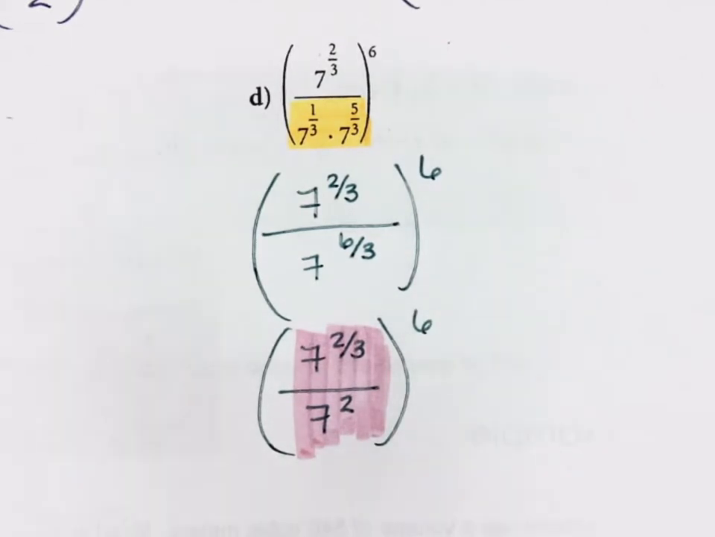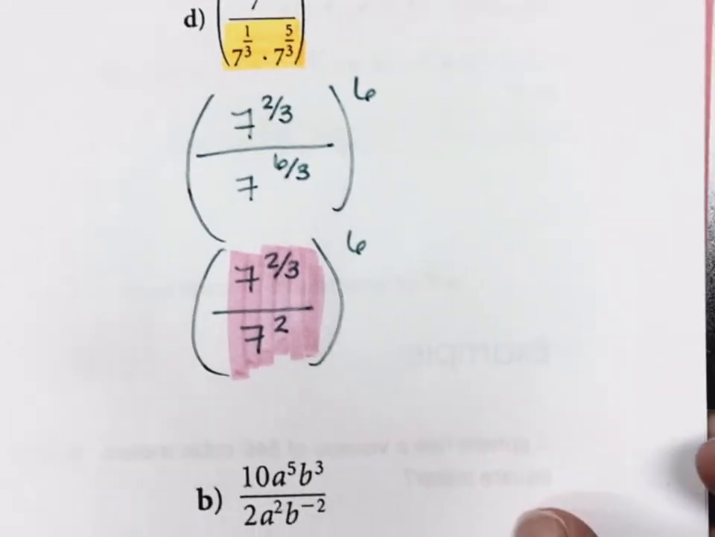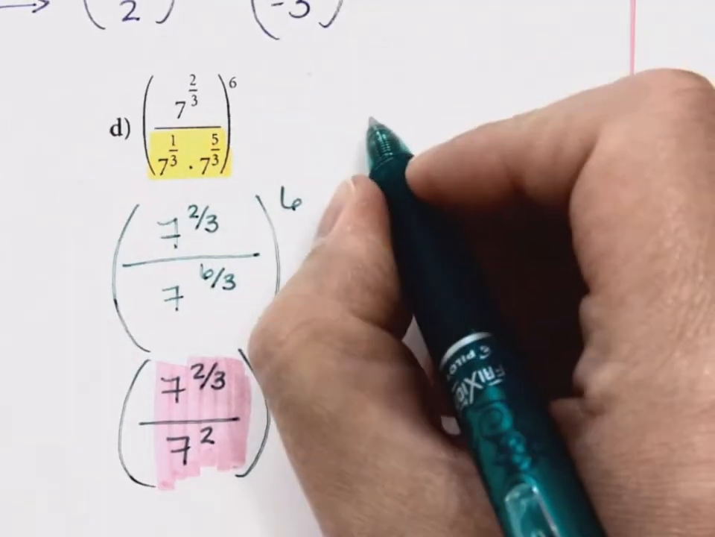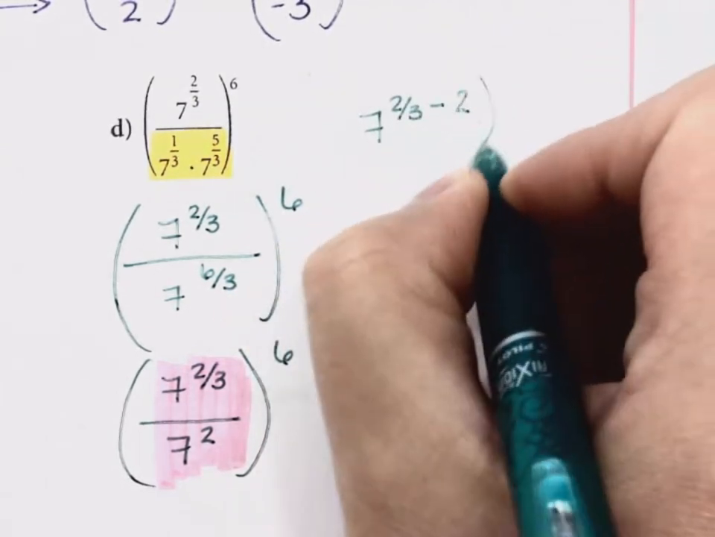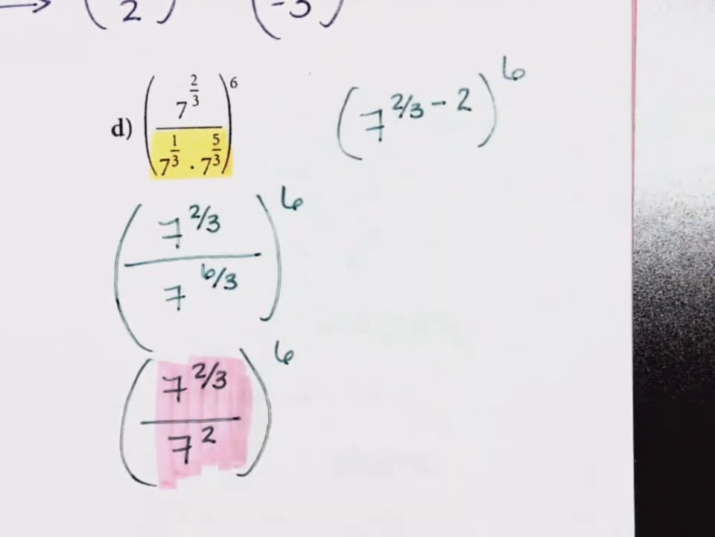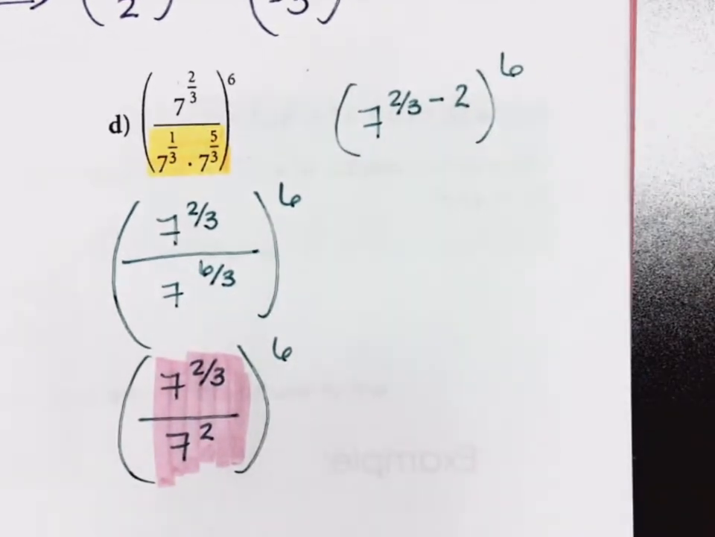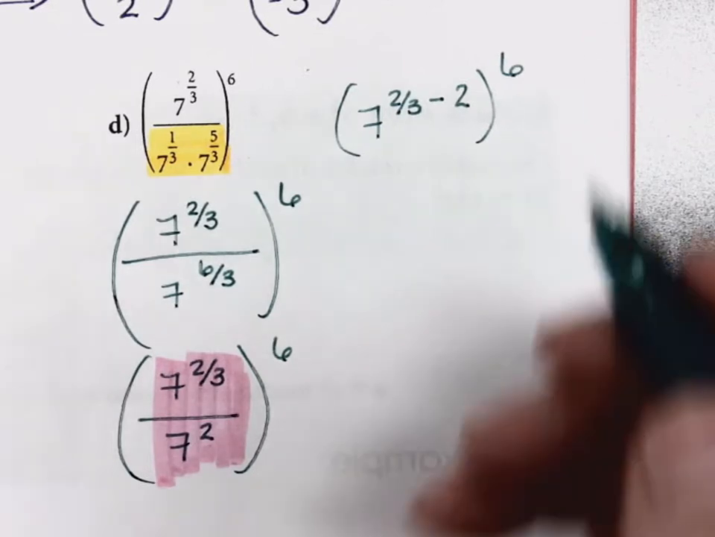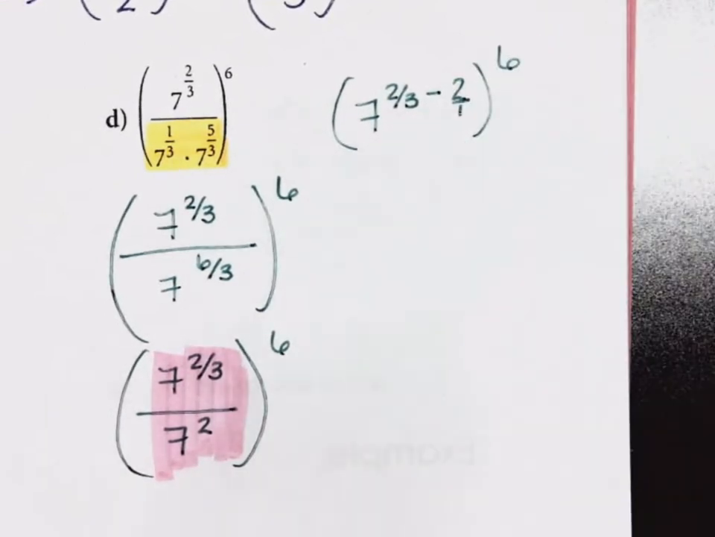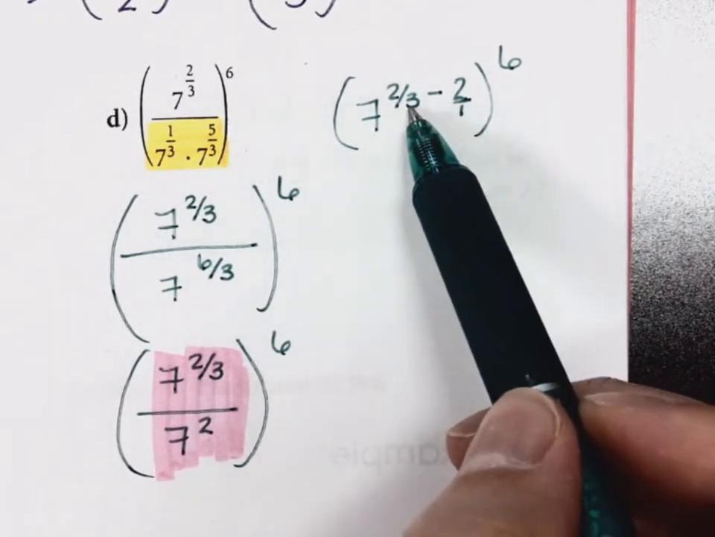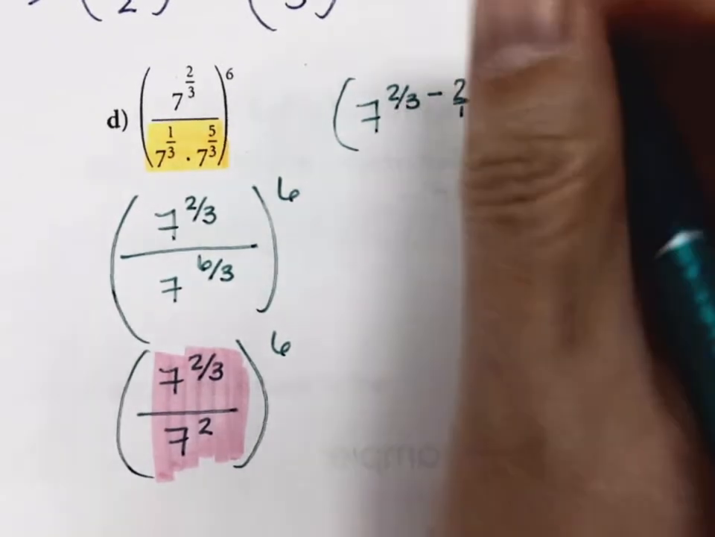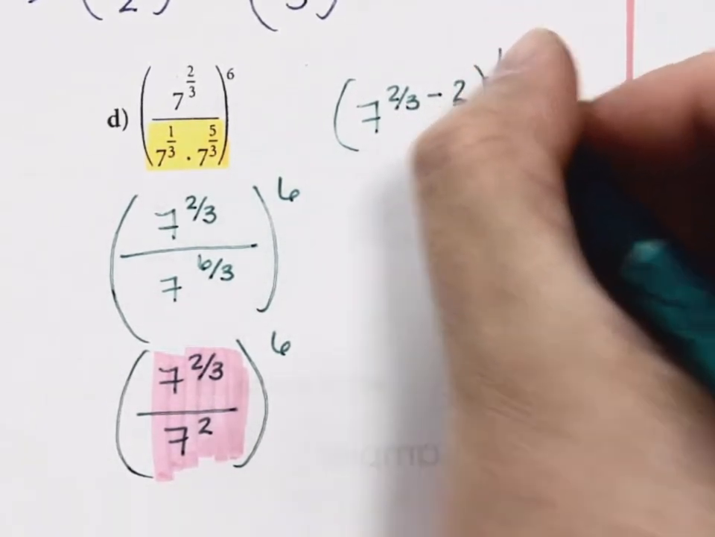So now I'm going to do that quotient rule again. The quotient rule says I've got to subtract them. So I'm going to have 7 to the 2/3 minus 2 to the exponent 6. What do I need when I'm subtracting fractions? What do I need when I'm adding fractions? LCD, lowest common denominator? Yes. Okay, so this one has a denominator of 3, this one needs a denominator of 3. So I'm going to times the numerator and the denominator by 3.